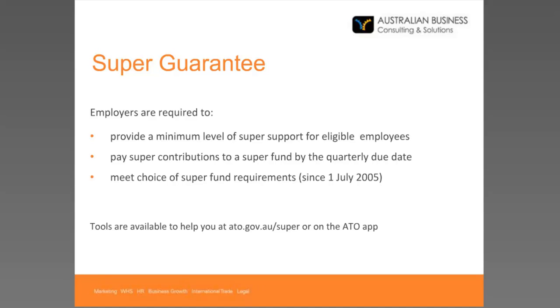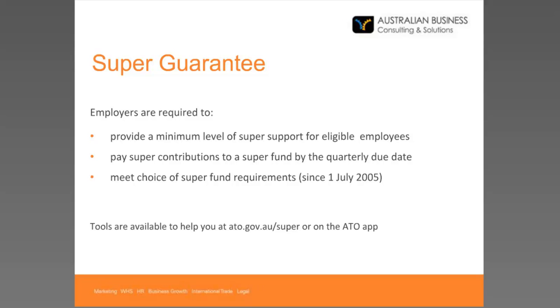So under the super guarantee, many of the listeners probably already know that an employer is required to provide the minimum level of super support for their employees who are eligible to pay their super contributions to a fund by the quarterly due date, so that's 28 days after the end of each quarter. And as Dick was alluding to, meet their choice of fund obligations for employees. So those employees who are eligible to choose a fund, an employer has to provide them with the choice to do that. And as Dick was referring to, if the default fund changes, you also have to reissue those choice forms and offer choice again.